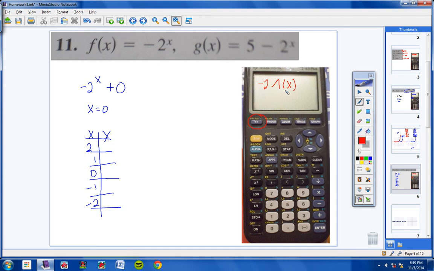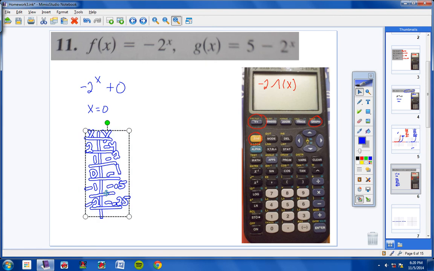Either way will work. However, if you type that in your calculator correctly, and then go to your table, hit second, and then graph for your table, you should get, let me look at my notes here, a -4 here, a -2 here, a -1 here, a -0.5 here, and a -0.25 here. Okay, so here we go. Let's grab this and drag this over to the other page real quick.